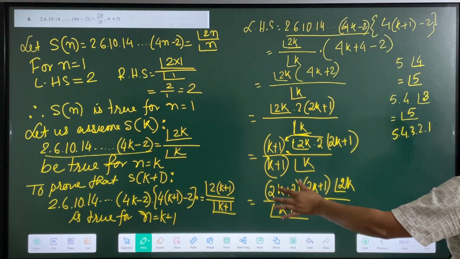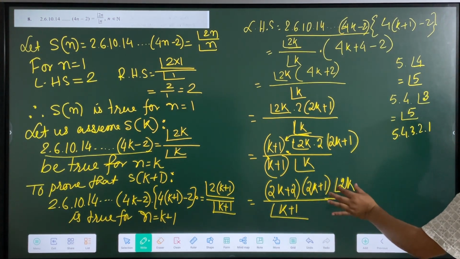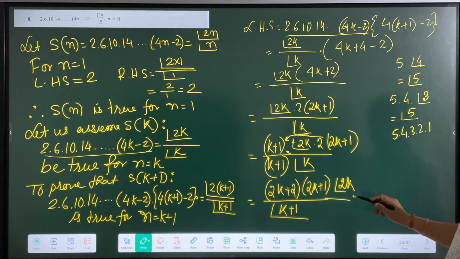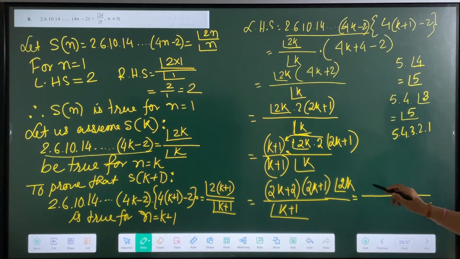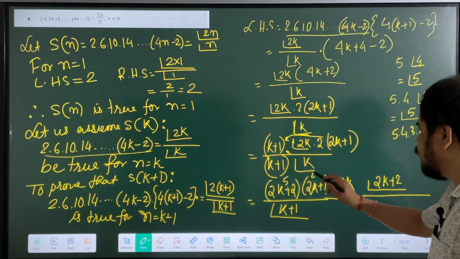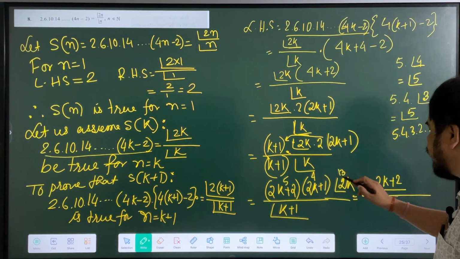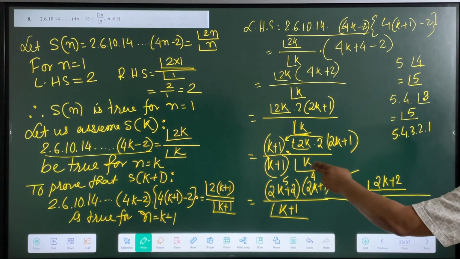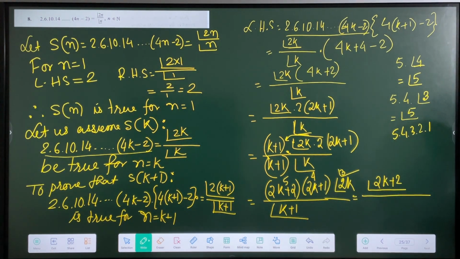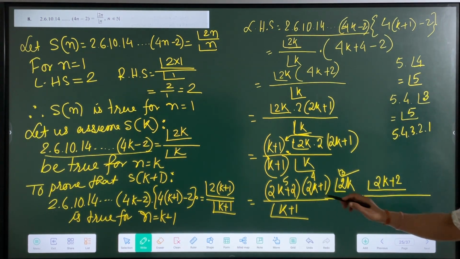So 2k plus 2, 2k plus 1, factorial 2k. What can be written? Factorial 2k plus 2. This is 5, this is 4, this is 3, and factorial is there in 3. 5 into 4 into factorial 3 will be factorial 5. I hope you understand. If you have understood this one, you will surely understand the rest.